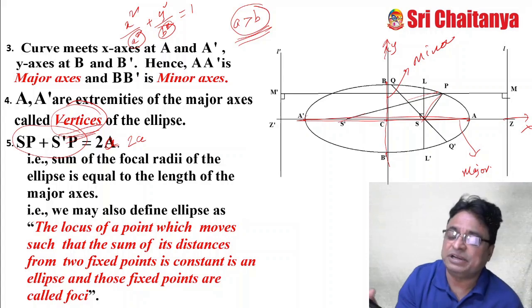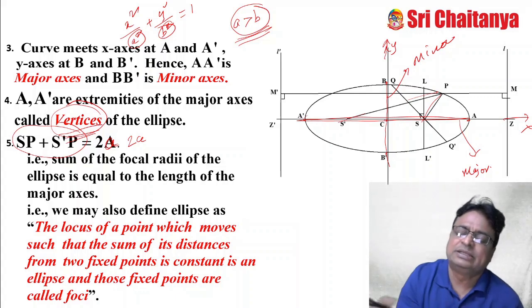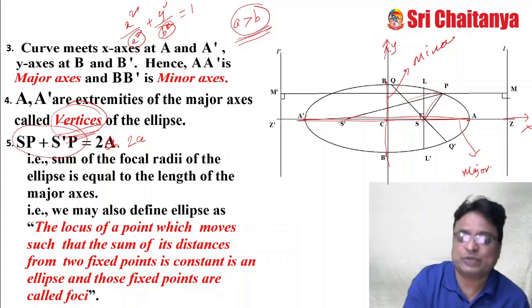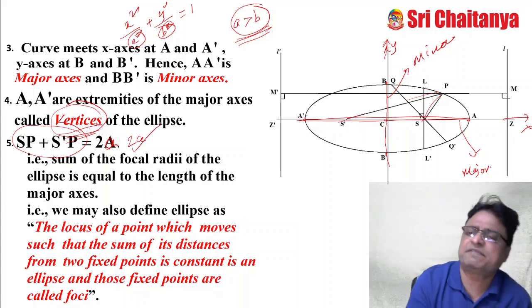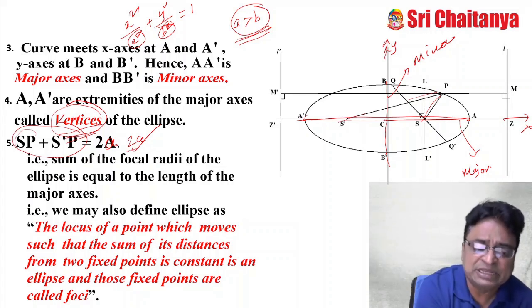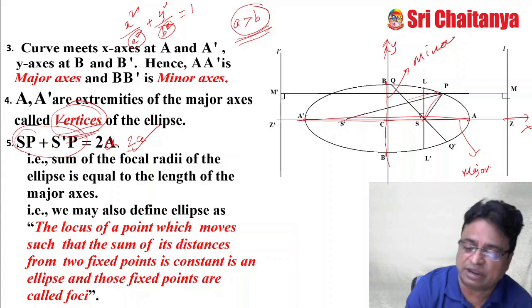And if you are tracing the location, or identifying the track of the point, then automatically that locus itself indicates what? Ellipse. That's why this is the most important definition for the ellipse. So whenever the sum of SP and S dash P is a constant, which is 2a, then these are SP, the distance between focus and any point on the ellipse, that is called focal distance or focal radii. I can call it focal distance or focal radii.